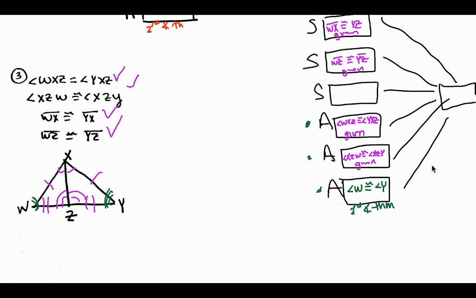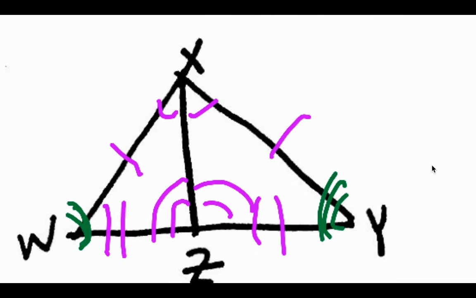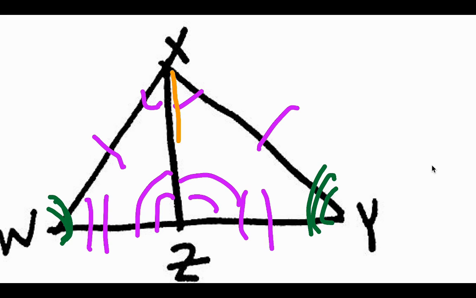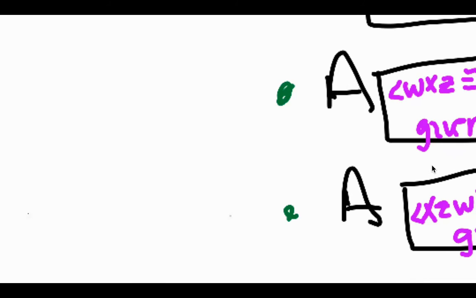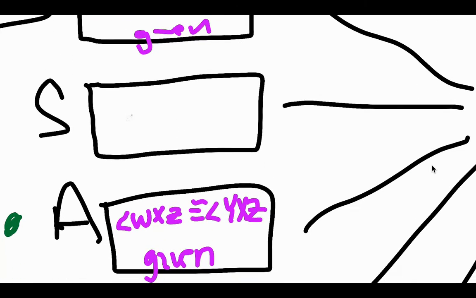Now I'm missing a side, so let's look at the side that we're missing here. And it's this side right here. Well, guess what? A side is always congruent to itself. We need to say that XZ is congruent to XZ. And unfortunately, there's no third side theorem, but we're allowed to say that anything is congruent to itself, right? Anything is congruent to itself.